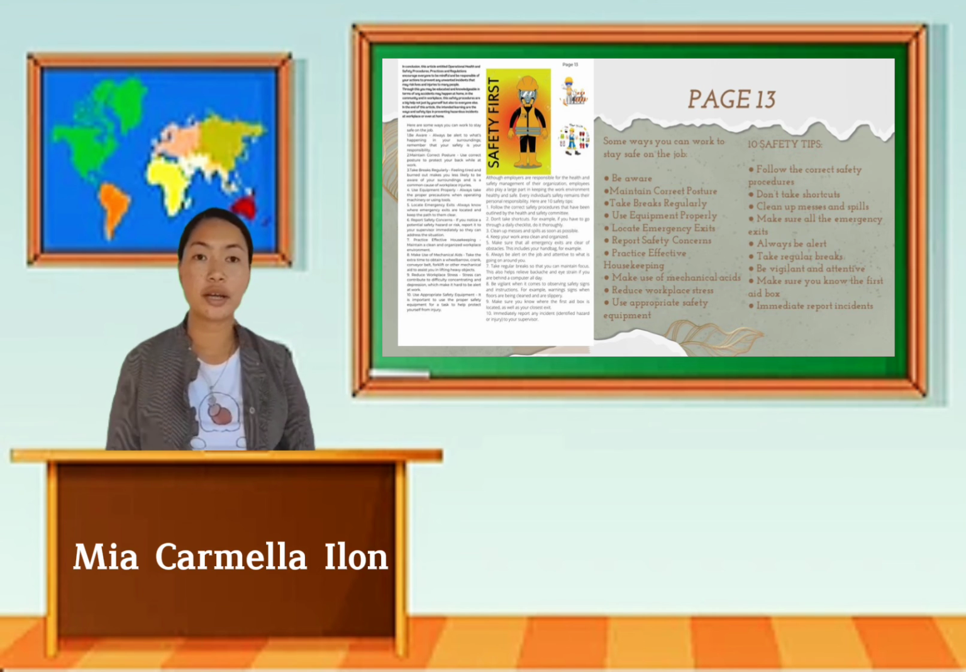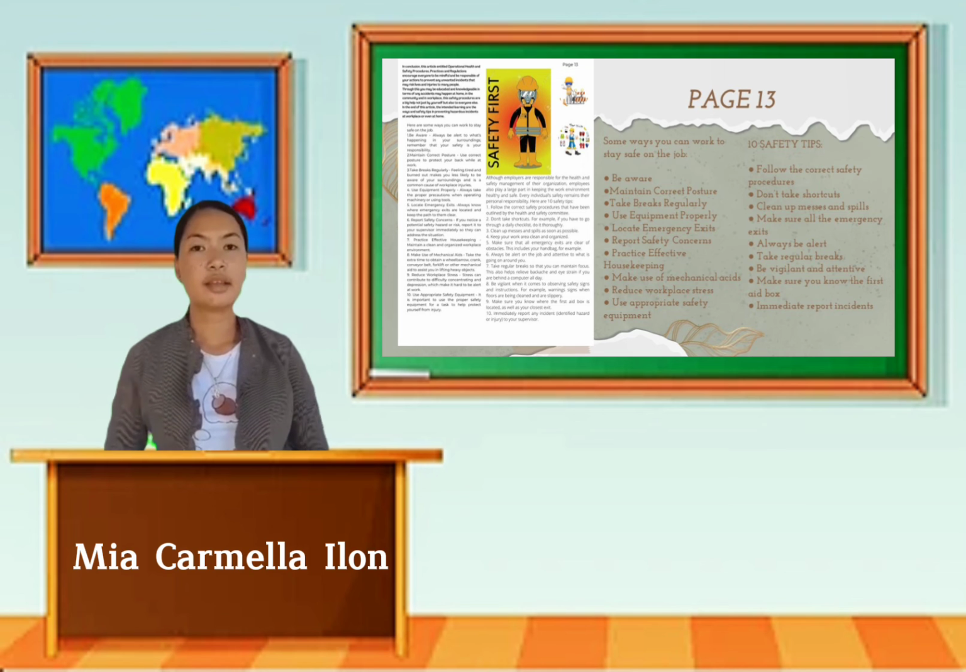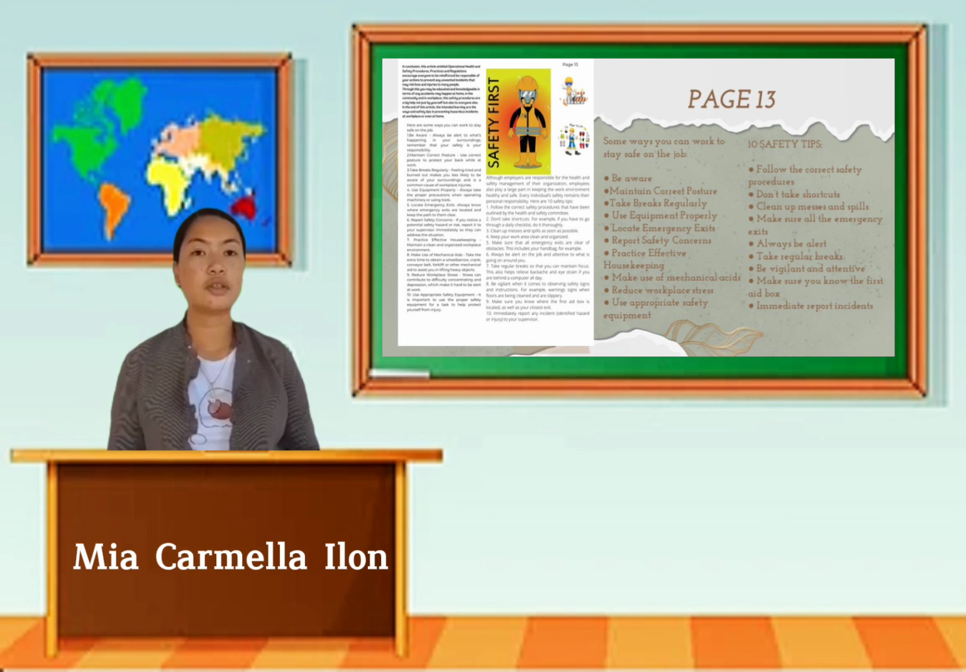Maintaining a clean and organized workplace environment helps us to have easier work too. Number 8, make use of mechanical aids. We need to take extra time to obtain a wheelbarrow, rack, conveyor belt, forklift, or other mechanical aid to assist you in lifting heavy objects. Number 9, reduce workplace stress. Stress can contribute to difficulty concentrating and depression, making it hard to be alert at work.